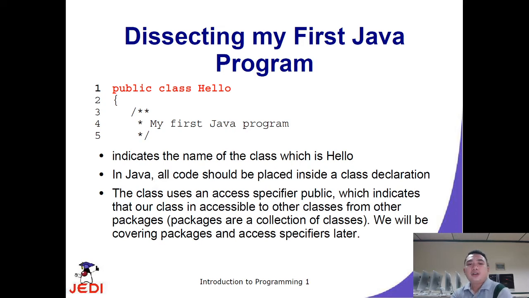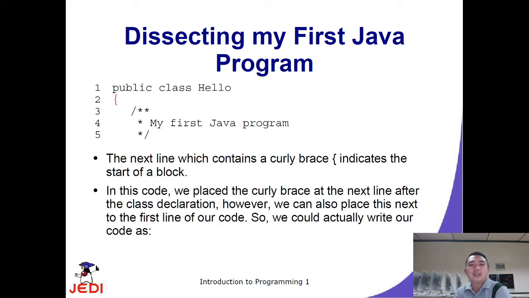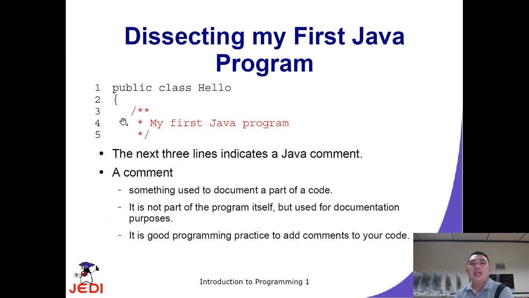Okay, so next is the curly brace. It indicates the start of a block. In this code, we place the curly brace on the next line after the class declaration. But you can place it after Hello, or you can place it here. It depends on you. What is important is that it must be after the class declaration statement, which is public class Hello.